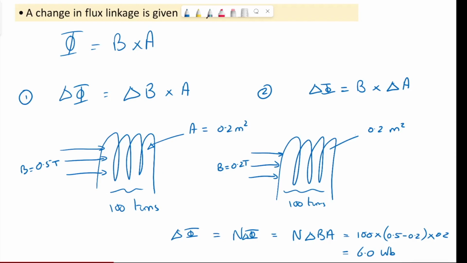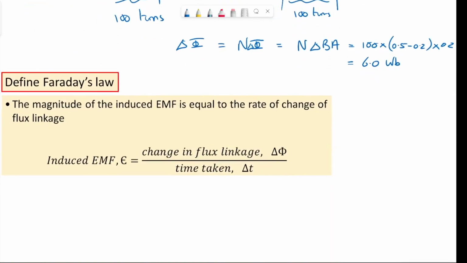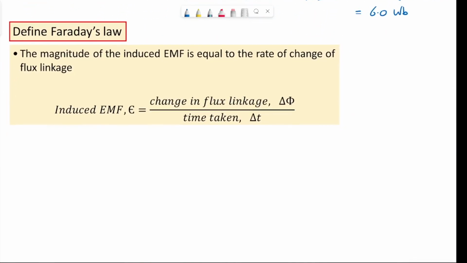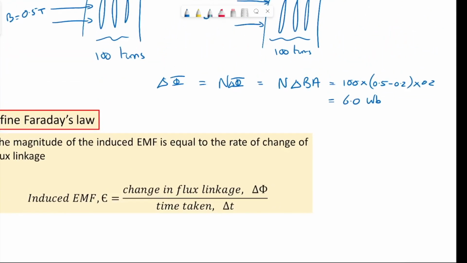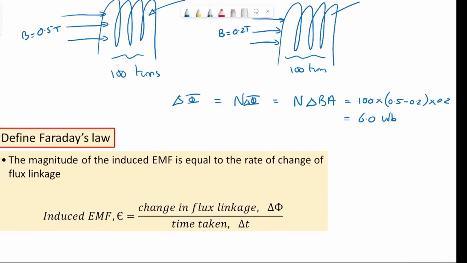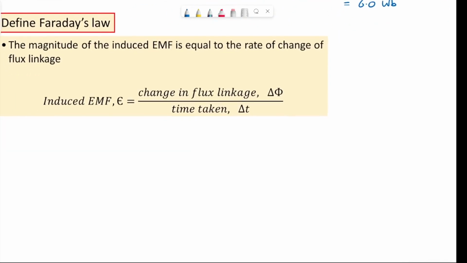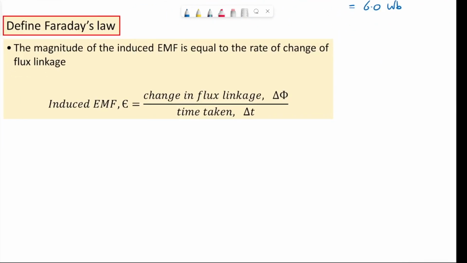One of the places where flux linkage becomes very important is in Faraday's law. Faraday's law is defined as the magnitude of the induced EMF is equal to the rate of change of flux linkage. So if in our example above we had the flux linkage changing during a certain time, then the flux linkage divided by the time taken for that change would have given us the EMF induced in the coil. Let's take a little example of this.